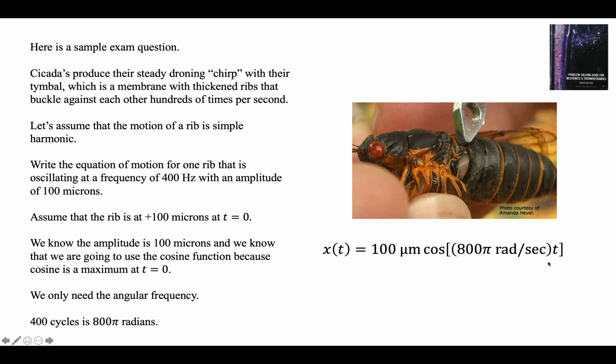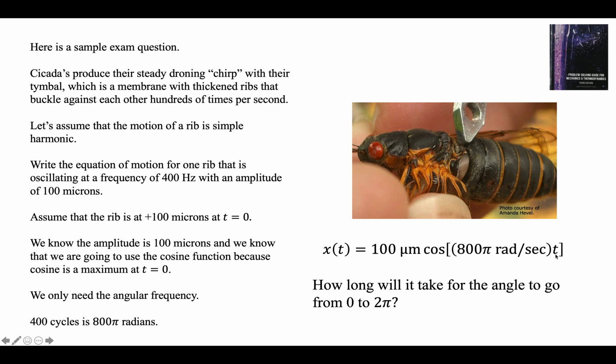There's a question for you. How long will it take this angle to go from 0 to 2 pi? We know it starts at 0. When I plug in 0, I get 0 for the angle. When is the first time this angle is 2 pi? When is the number in square brackets equal to 2 pi? 800 pi, t's got to be 1/400th.